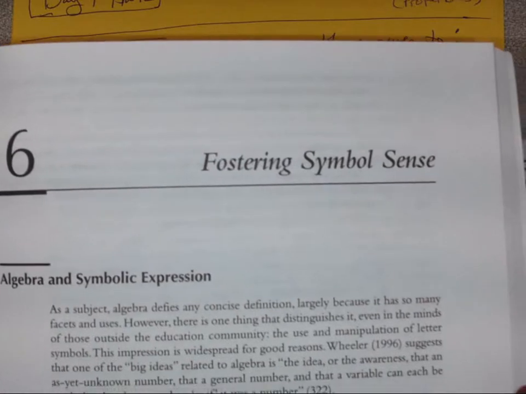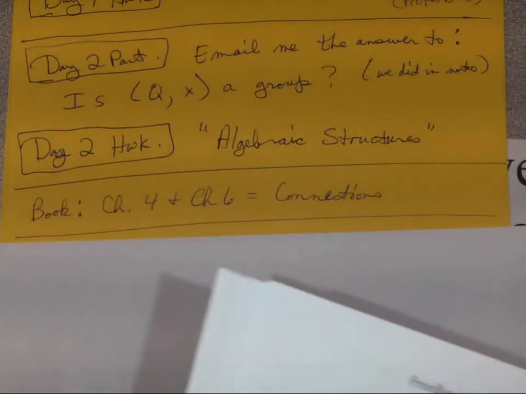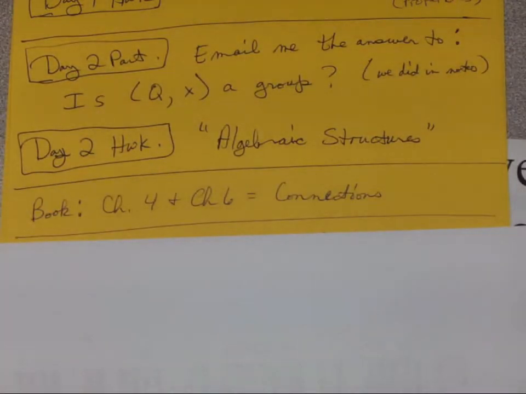Under Chapter 6, fostering symbol sense. Trying to get your students to be able to, again, move from the concrete into the abstract. It's really important that they understand what the heck a variable is, an X or a Y, and what those things stand for. Bridging the gap between different representations, all that stuff.